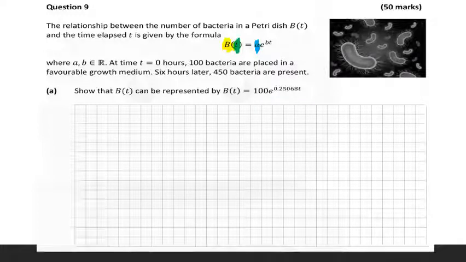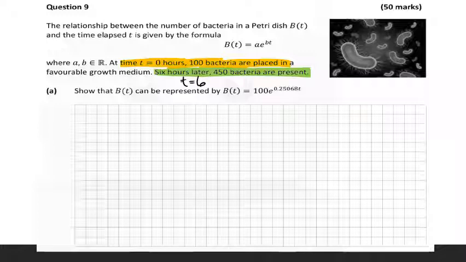b is a coefficient. If that's positive, we have growth. If it's negative, we have decay. And t is our variable that's going to change. Okay, so we're given two important pieces of information here. We're told that at time equals 0 hours, 100 bacteria are present. So when time is 0, our initial value is 100 bacteria. Then it says 6 hours later, there are 450 bacteria. That means that when time equals 6, 450 bacteria are present.